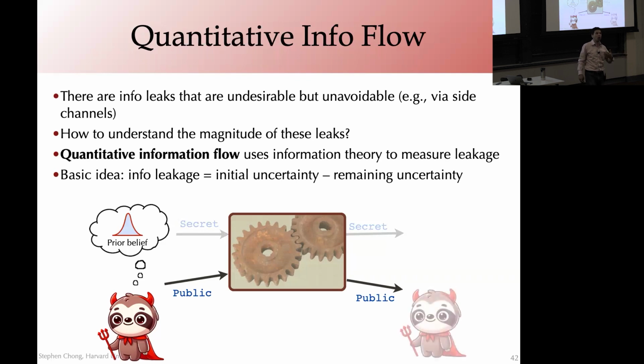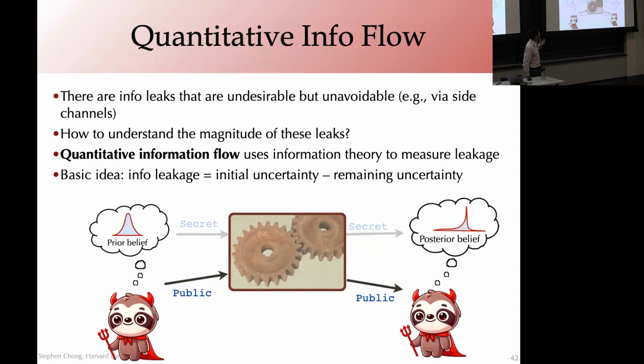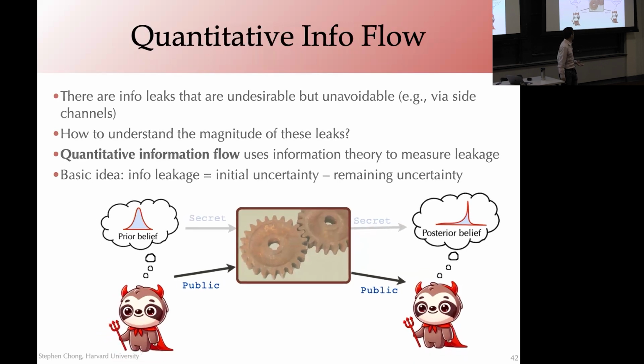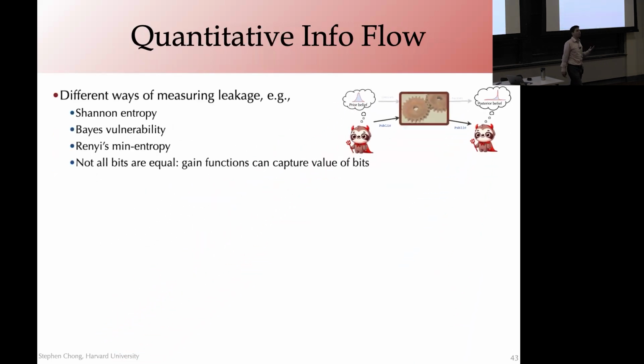The adversary observes the low outputs. And as a result, they might update their beliefs. They might have some posterior beliefs about the distribution of secrets as a result of their observations. So now, given these two distributions, we can actually think about how these distributions differ. And the difference in those distributions is essentially the leakage, the amount of information the adversary has gained as a result of the execution. There's a number of different ways that we can measure that leakage: Shannon entropy, Bayes vulnerability, and so on. These essentially correspond to different threat models.